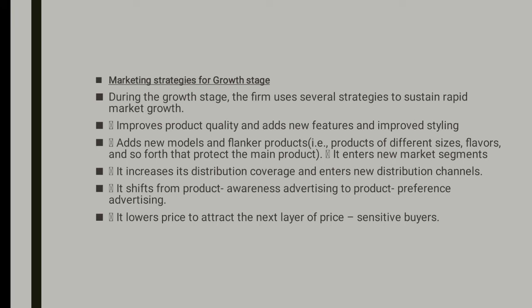During the growth stage, the firm uses several strategies to sustain rapid market growth. It improves product quality and adds new features, improves styling, and adds new models and flanker products, for example products of different sizes and flavors, to protect the main product. It enters new segments, increases its distribution coverage, and enters new distribution channels. It shifts from product awareness advertising to product preference advertising. It lowers the price to attract the next layer of price-sensitive buyers.